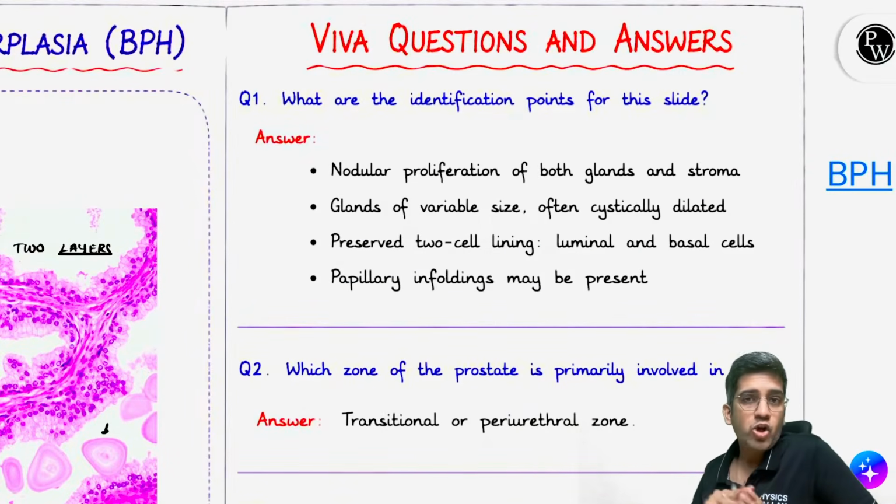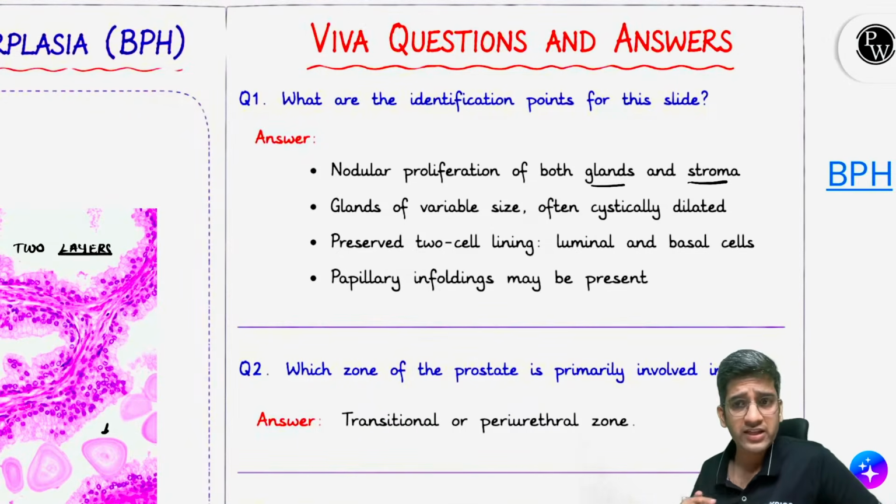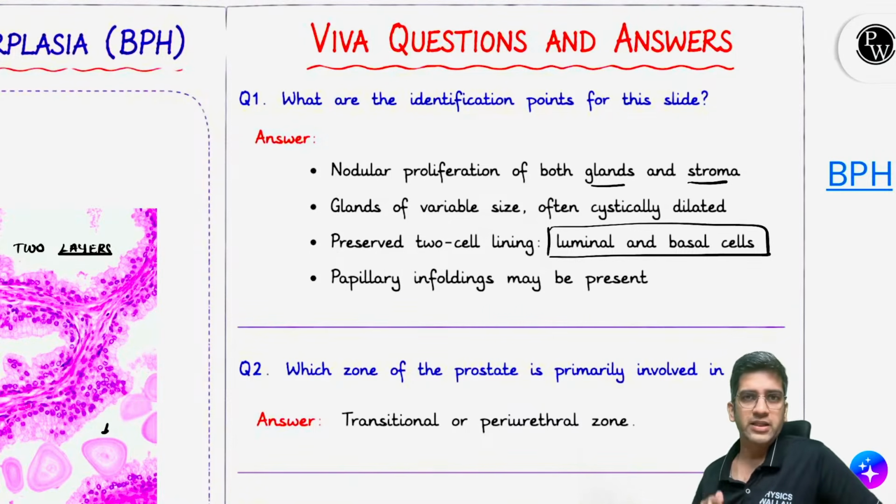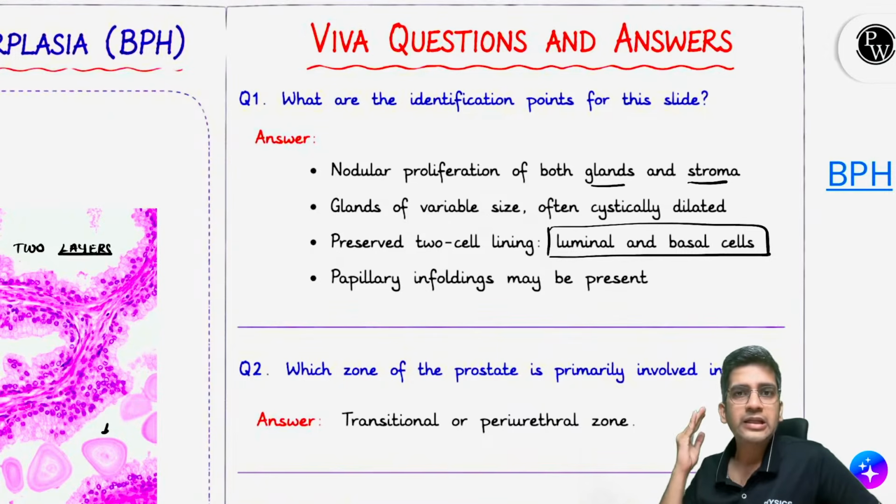I have nodular proliferation by definition. The most important thing, I require these two. I have both glands as well as stroma proliferating here. It's not only glands, it's both glands and stroma. Glands can be of various shapes, but this is very important. I can call it myoepithelial or I can call it basal. I should have both luminal cells as well as myoepithelial cells. It's very, very important for me to call it benign prostate tissue, right?